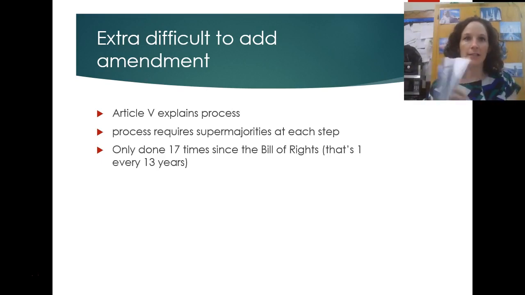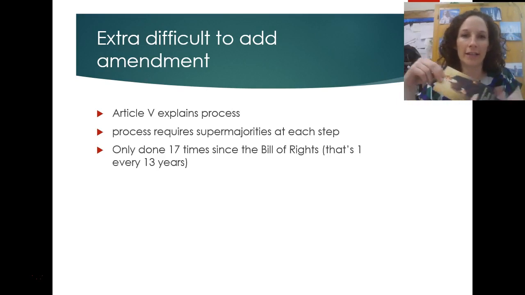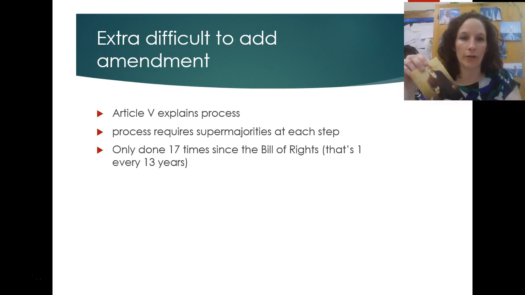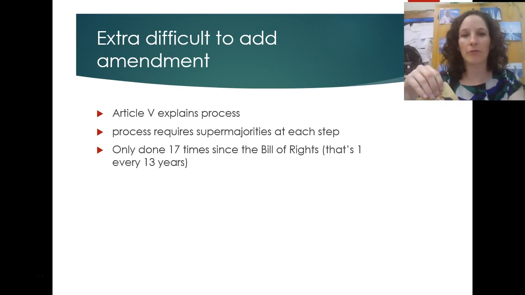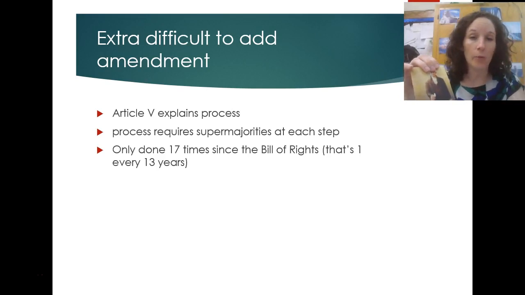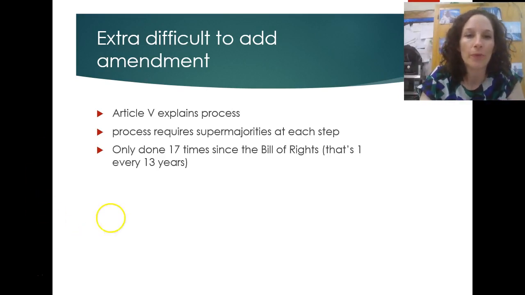The evidence that it's difficult to amend the Constitution is here in the fact that it's been amended so infrequently. There have really only been 17 amendments added when you take out the Bill of Rights, the first 10 that were put in right away. So 27 amendments total, but really if we look at since the Bill of Rights was added, only 17 amendments have been added, and that would be one every 13 years or so.